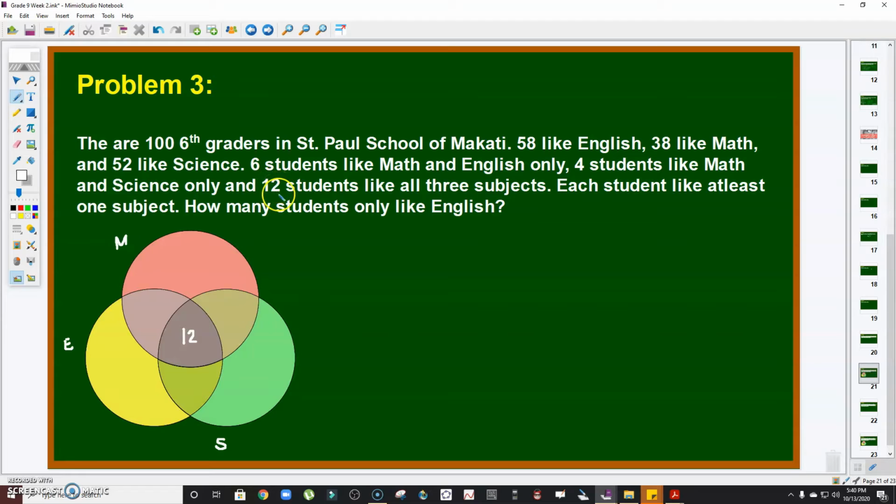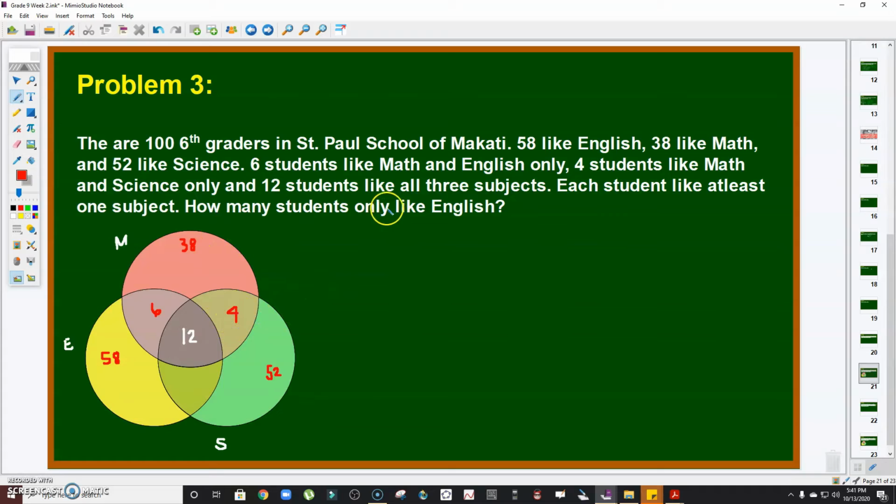See that? Now, 58 like English. So, I'm going to put 58 here. 38 like Math. And then, 52 like Science. Then, 6 students like Math and English. Okay, 6 yan. And then, 4 students like Math and Science.